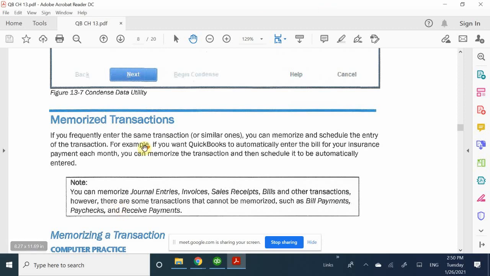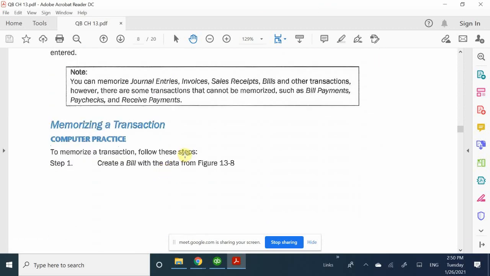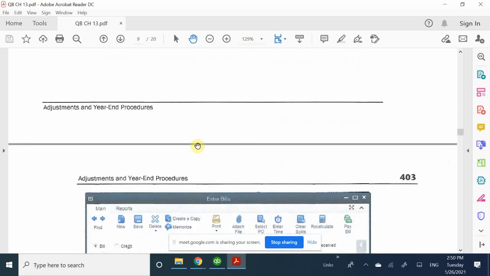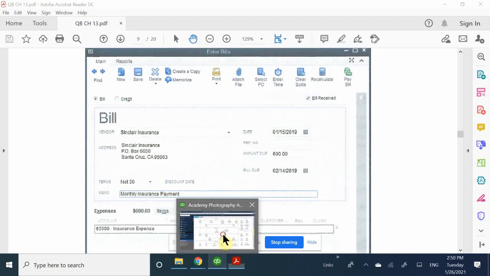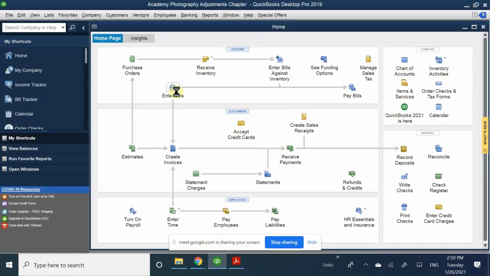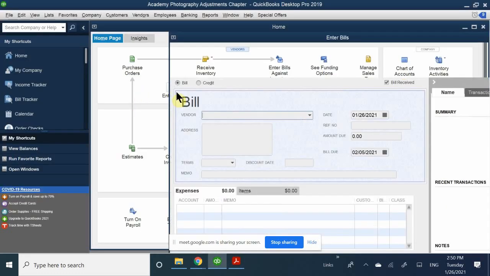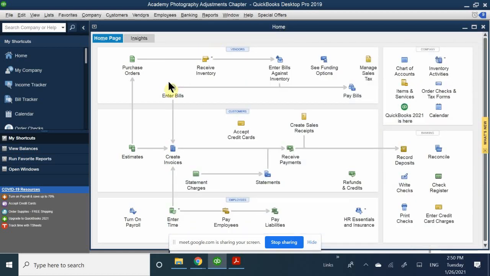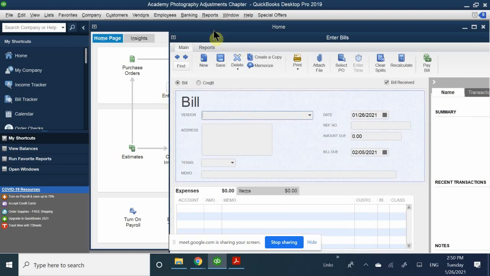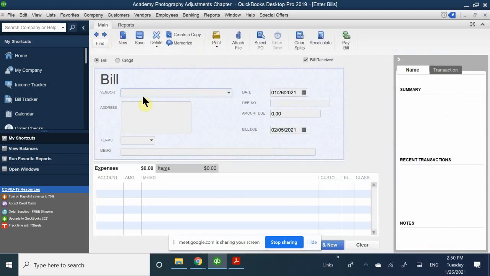But for this example, we're going to take a look at how you actually memorize a transaction. The first thing we're going to do is enter in a bill, and we're going to memorize entering in this bill. So I'm going to go to enter bills, and once I get my window here, it did not pop up for me. There you go. So here I'm entering a bill.